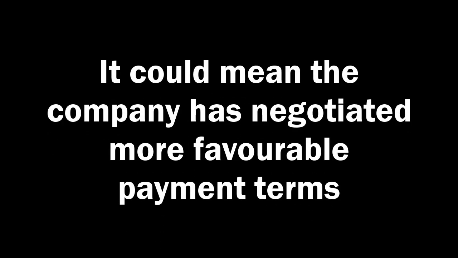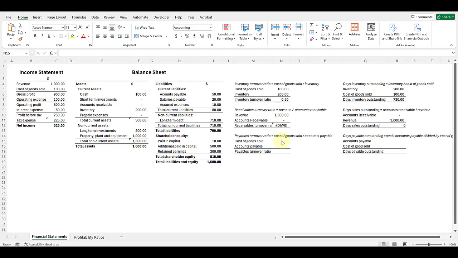A lower ratio may not necessarily be a bad thing, however. It could mean the company has negotiated more favorable payment terms. If it were your business, you would prefer more time to pay your suppliers than less time. Let's calculate our payables turnover ratio. It equals cost of goods sold divided by accounts payable. Cost of goods sold is 100. Accounts payable is 50. 100 divided by 50 equals 2. A payables turnover ratio of 2 means the company paid off its accounts payable 2 times during the year.